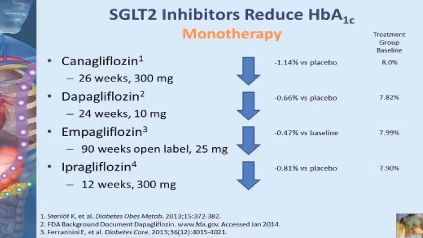Empagliflozin gives you about 0.5%. Empagliflozin, I think that's European. It's not in the US market, is it? Right. And that gives you about 0.8%. So anywhere from about 0.5 to 1% reduction in A1C, you can see utilizing these agents in monotherapy.